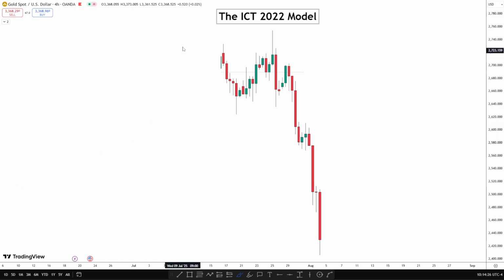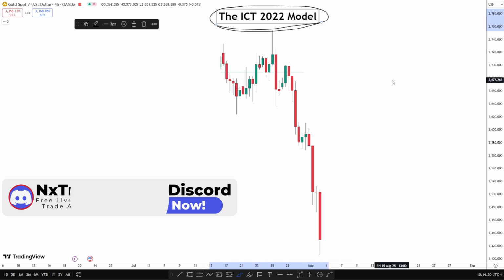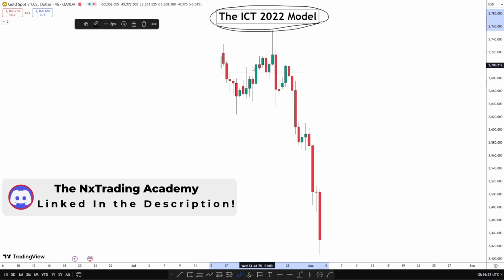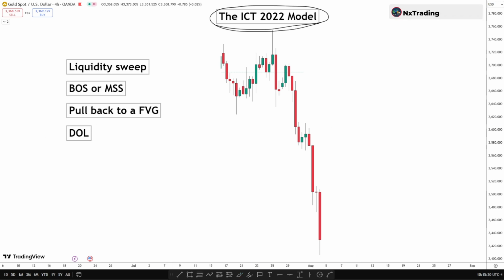In today's video, I'm going to be talking about the ICT 2022 model. Now, this model is an extremely strong model, very simple for beginner traders to learn. This is a model that I currently trade myself whenever I see it present itself and it's correlated to my bias. It's an extremely strong model and it only consists of 4 simple things. So today I'm going to be talking about what those 4 simple things are and how you can find them for yourselves. So here are the 4 things that we are looking for with this model.